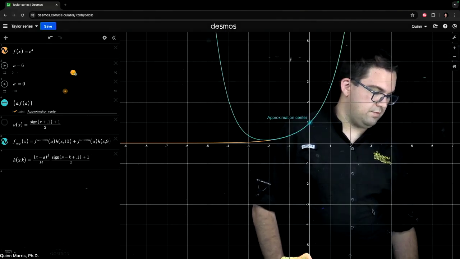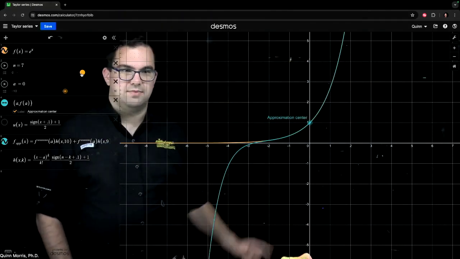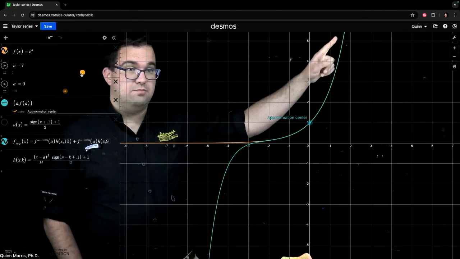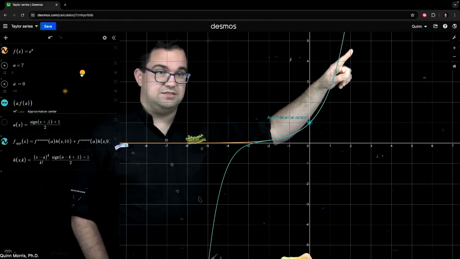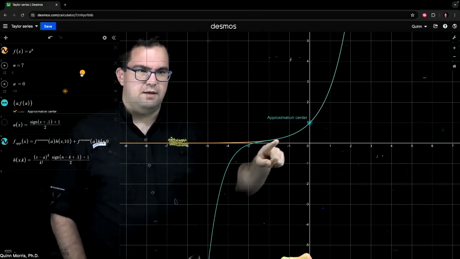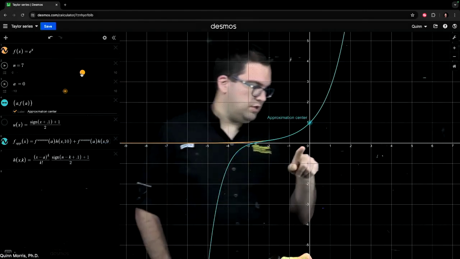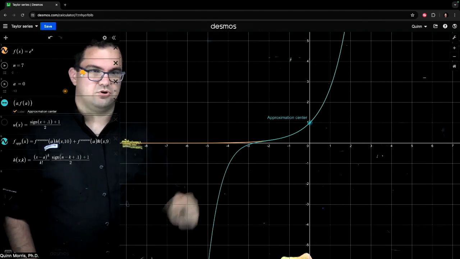So maybe I'll go out a couple more. So here I'm at the 7th degree approximation. You'll notice that over here, you can barely tell a difference between the exponential and the 7th degree polynomial, although if you zoomed out, you would eventually see a difference. Over here, it seems to be a very good approximation up to like -3. Then it sort of starts falling off.